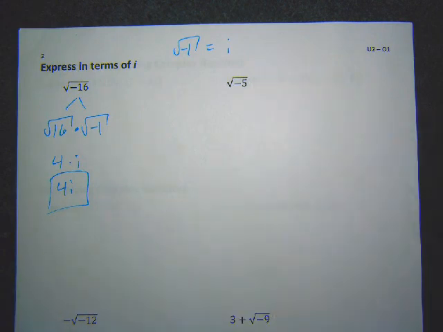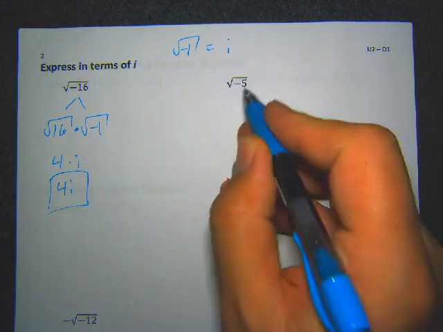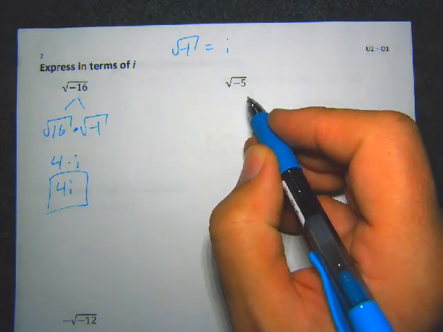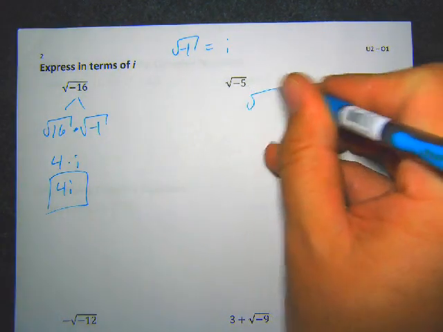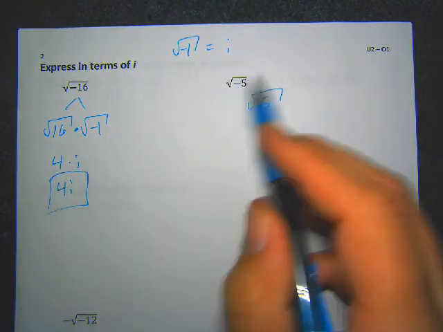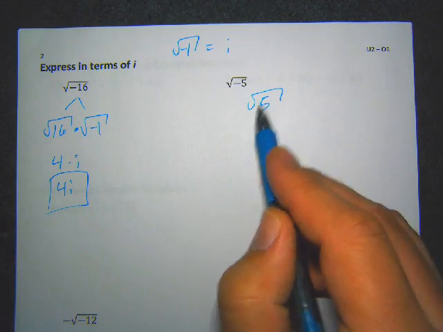Same thing with the square root of -5. Now this one, again, we're going to break it up into 2 parts. The square root of 5 doesn't solve nicely. We can't square root that, so I'm going to go ahead and leave it as a square root. The square root of 16, we could solve it, but the square root of 5, we can't. So we're just going to leave that as the square root of 5.